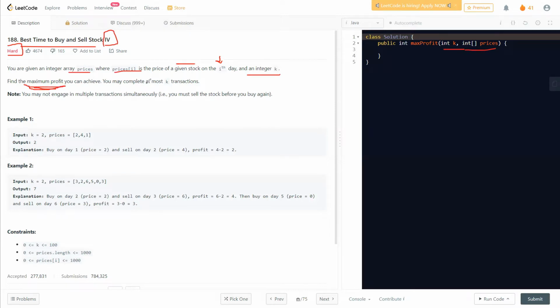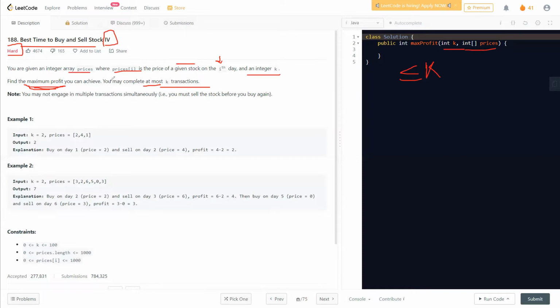The idea is to find the maximum profit you can achieve, and you may complete at most k transactions. Okay, so we may go ahead with at most k number of transactions. So that's the key given to us, and with k transactions, we need to find the maximum profit. Remember, this is not exactly k transactions. This is at most k transactions, so that basically means less than or equal to k. So that stays valid. Fine.